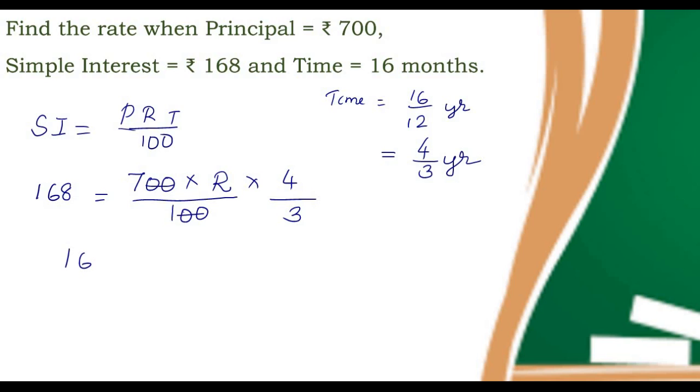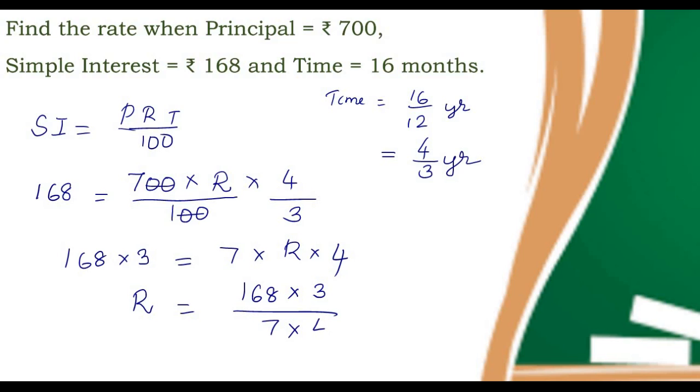Then 168 into 3 is equal to 7 into R into 4, or the rate R is equal to 168 into 3 by 7 times 4. You can cancel between 4 and 168. It is 42. Again 42 divided by 7, it is 6. So 6 into 3, it is 18. So 18% is the rate.